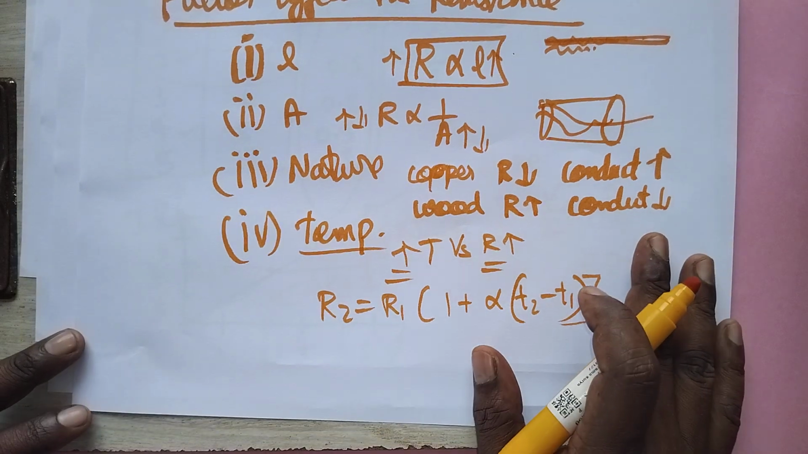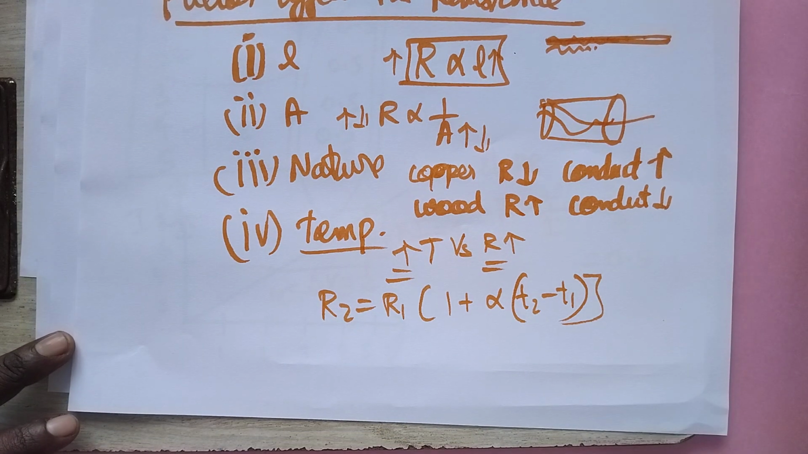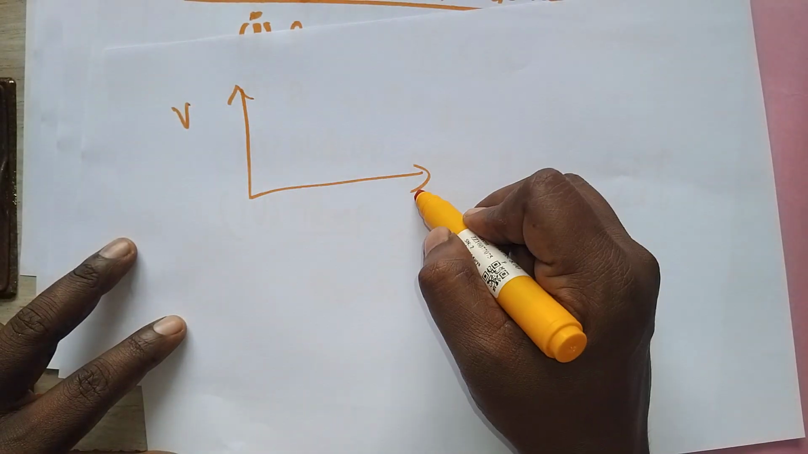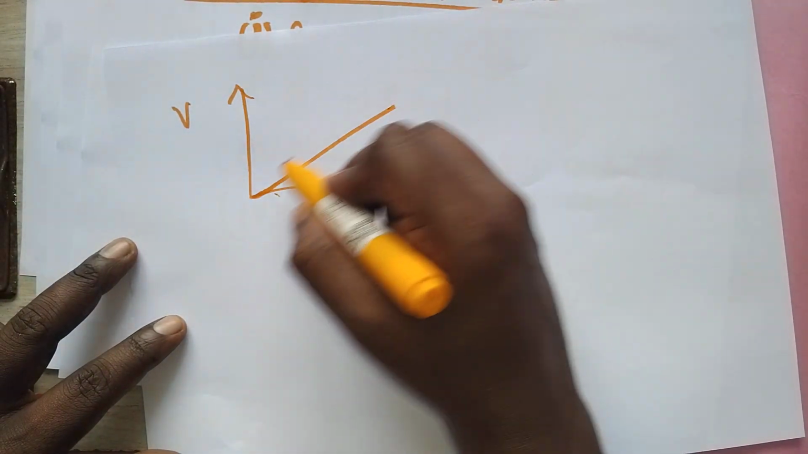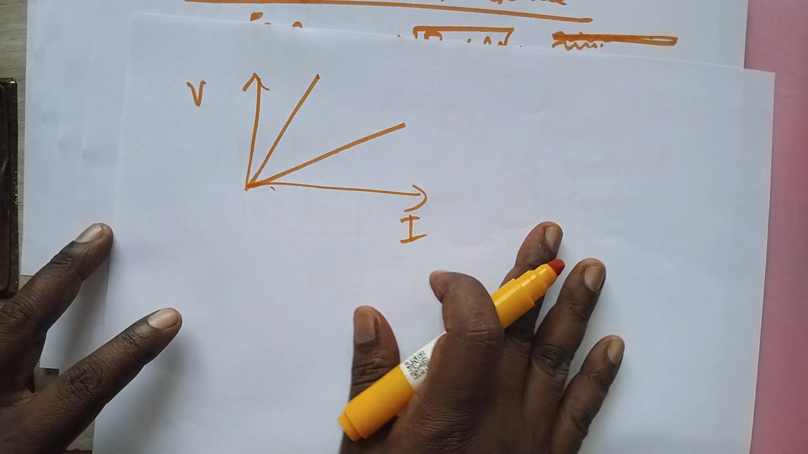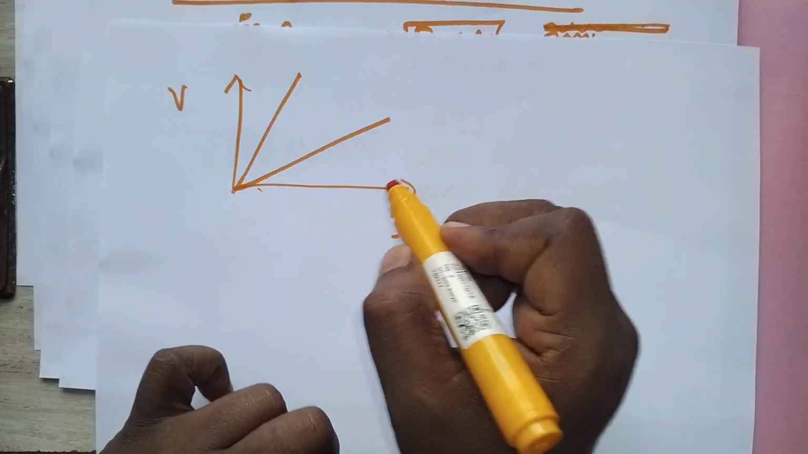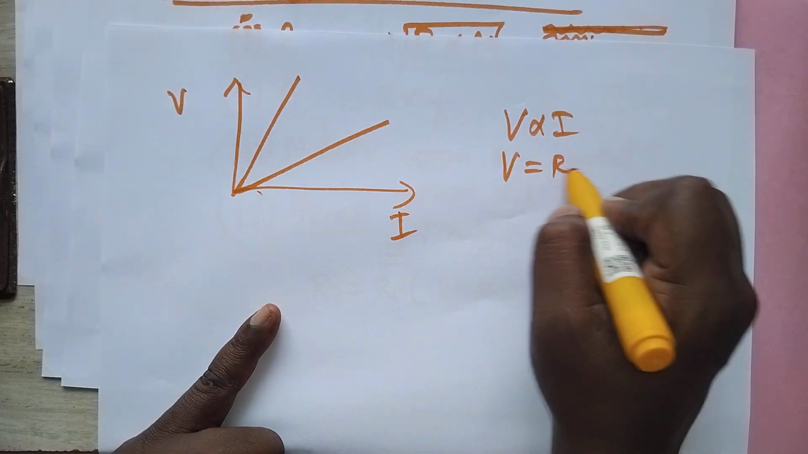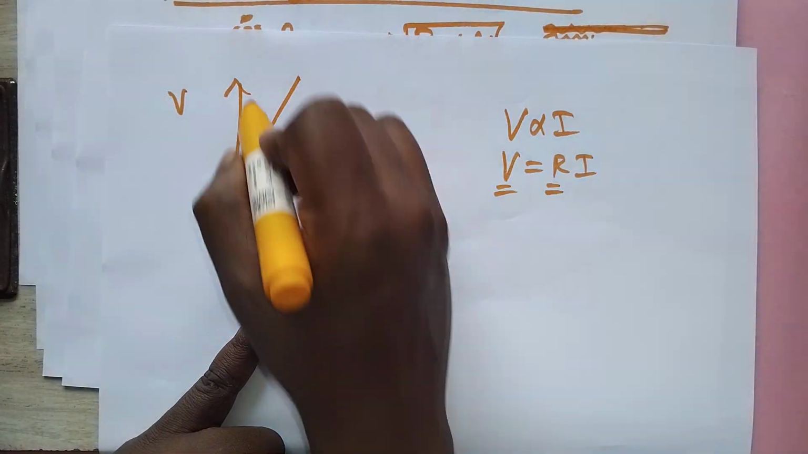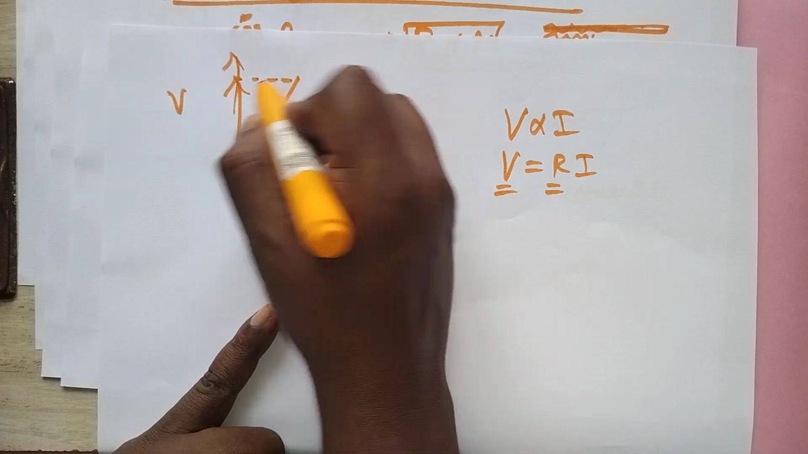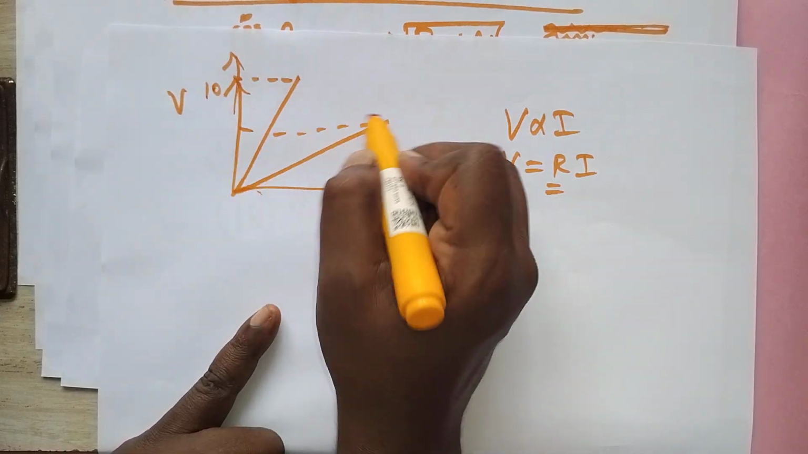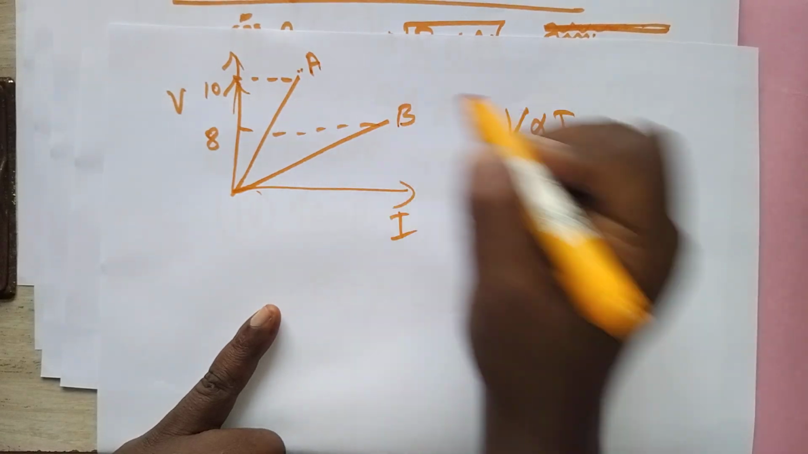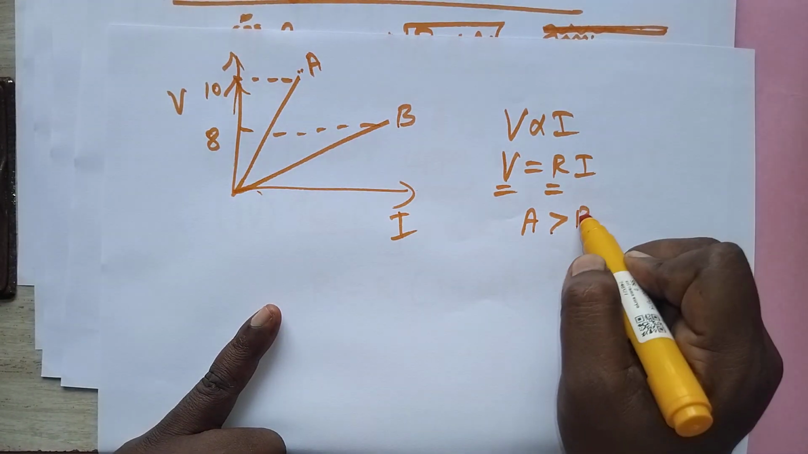Okay, the next one, I'll give two graphs. We have to find which has more resistance. See here, V versus I, V versus I. Like this, which one has more resistance? First we'll see which one has more resistance. So V is directly proportional to I. V is equal to IR. So more volts give more resistance. So which one has more volts? See here, we'll take this as 10 volts and this as 8 volts. So in this graph, first one A, B: A has more resistance than B.